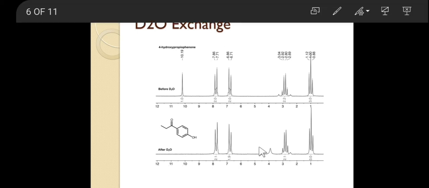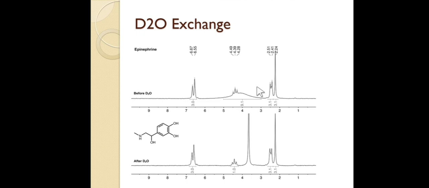Let's see another example. We have the H1 NMR spectra of epinephrine. In epinephrine, we have three OH functional groups. Before deuterium exchange, the spectrum is very complicated and we cannot identify the peak at 4 ppm. After deuterium exchange, the OH protons are exchanged with deuterium, and we clearly see this triplet, and this peak is of the water molecule. So these three OH are replaced with D and we get a clear spectrum.